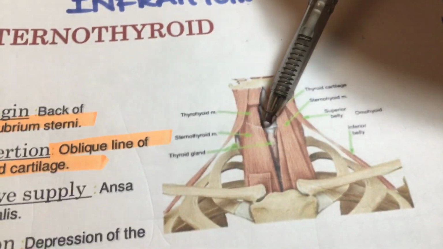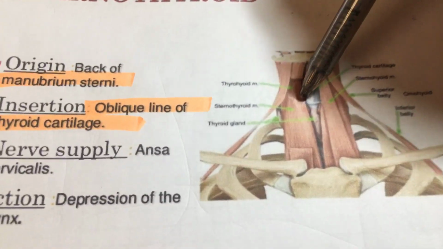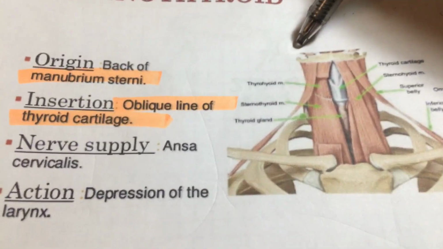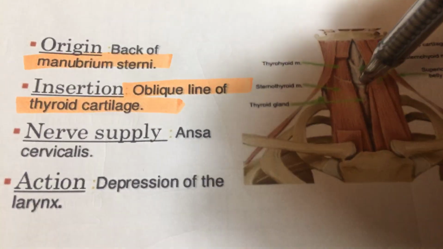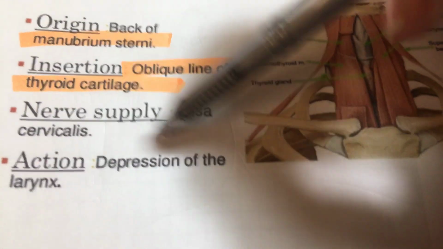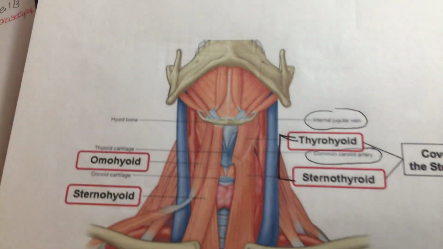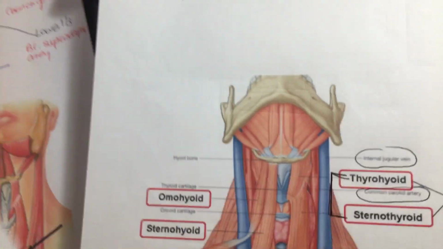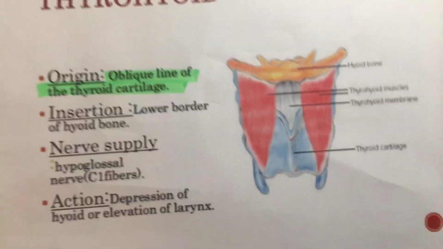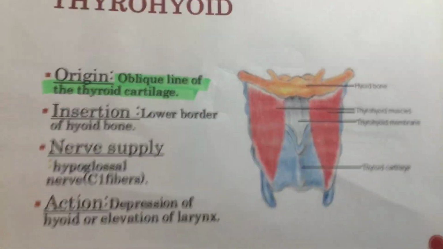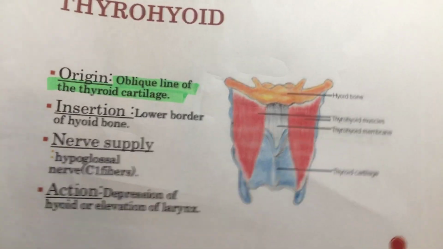That's why I was saying if you know the insertion of the sternohyoid, you should be able to know the sternothyroid. You should be able to know the origin of thyrohyoid. It inserts on the oblique line of the thyroid cartilage. Nerve supply is ansa cervicalis, superior thyroid artery. Thyrohyoid is our fun one, and it originates on the oblique line of the thyroid cartilage, and it will insert on the hyoid bone. Nerve supply is hypoglossal, or the nerve is C1 fibers.